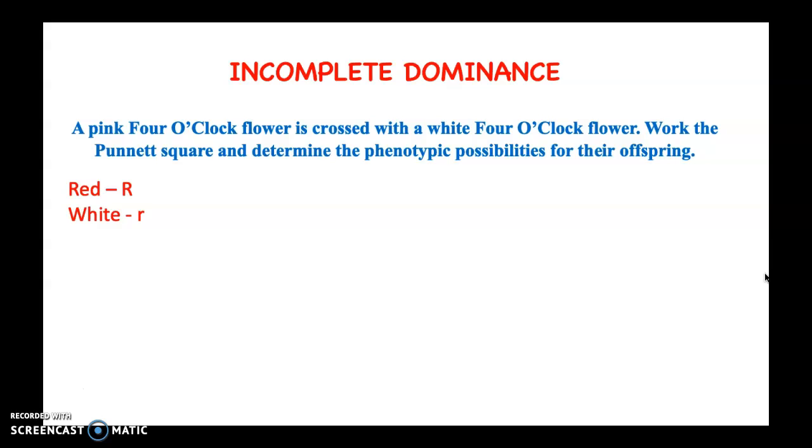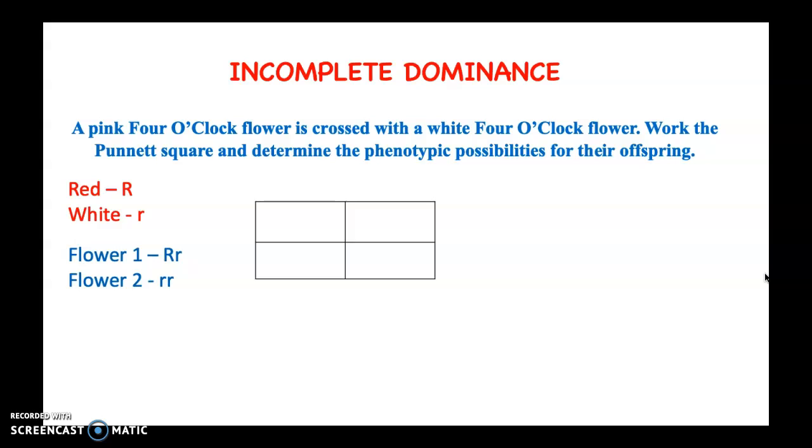The second flower is white. White is the recessive phenotype. The only way to have a recessive phenotype is to be homozygous recessive. So we know the two parents: big R, little r, and little r, little r. Set up your Punnett square. We separate the alleles of the first flower across the top. That is the law of segregation. We do the same thing for the second parent along the left-hand side.